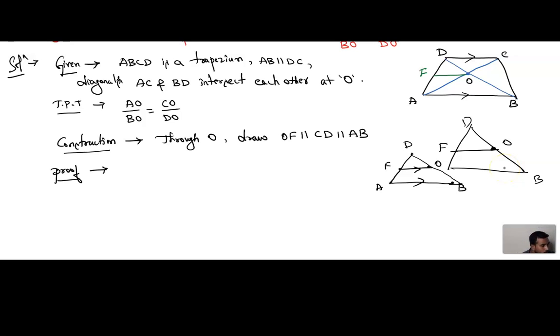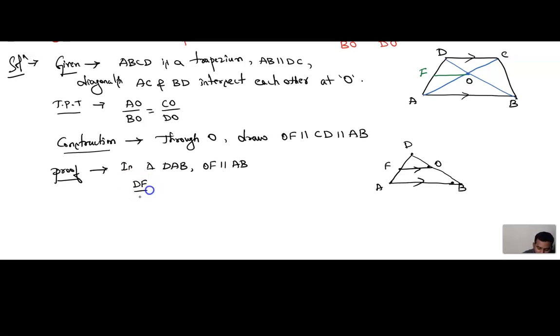Understood? Because of that OF, we got a new triangle. Which is the triangle? Triangle DAB. Now I will write, in triangle DAB, we know that OF is parallel to AB. Correct, no? If OF is parallel to AB, can we apply BPT? Yes or no?